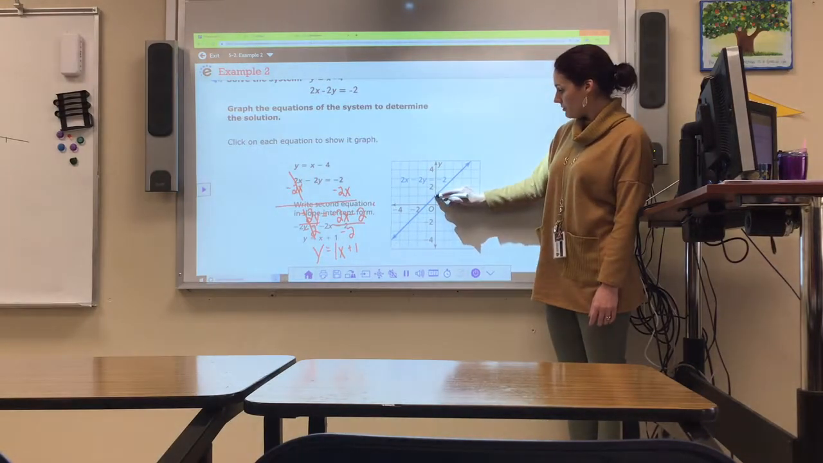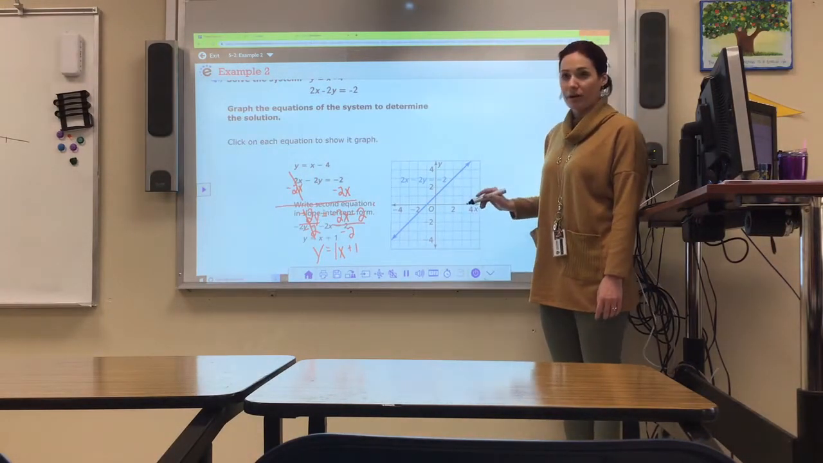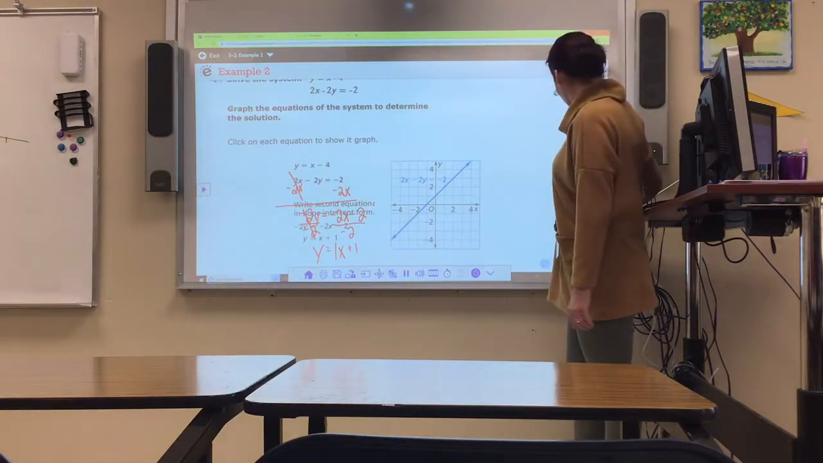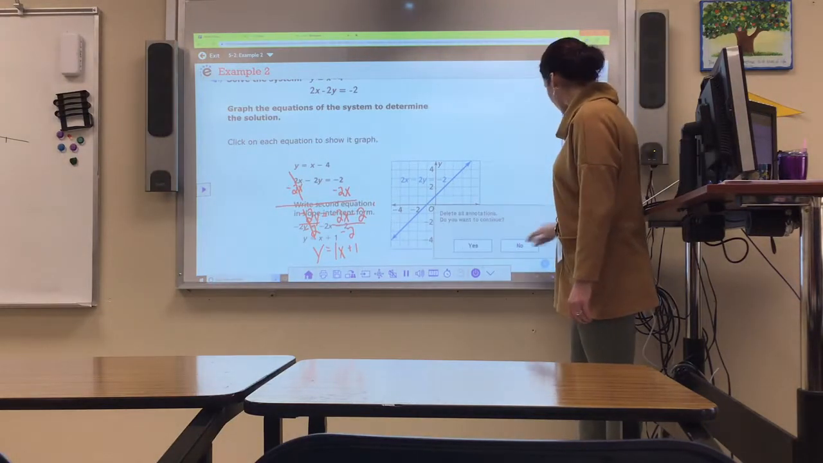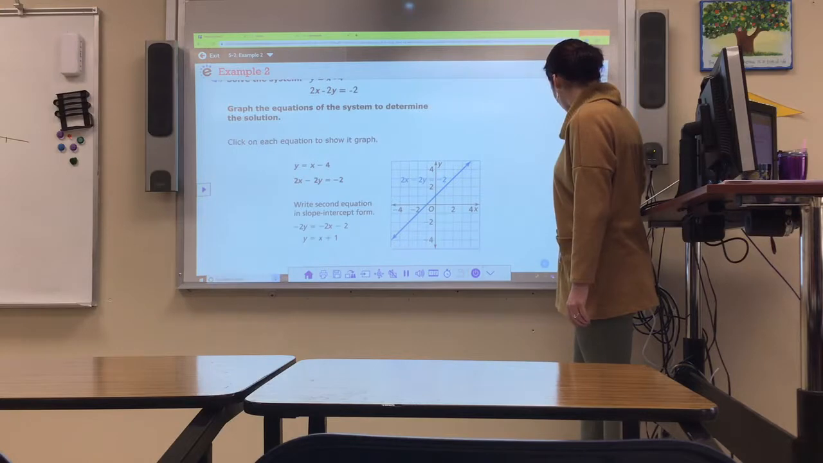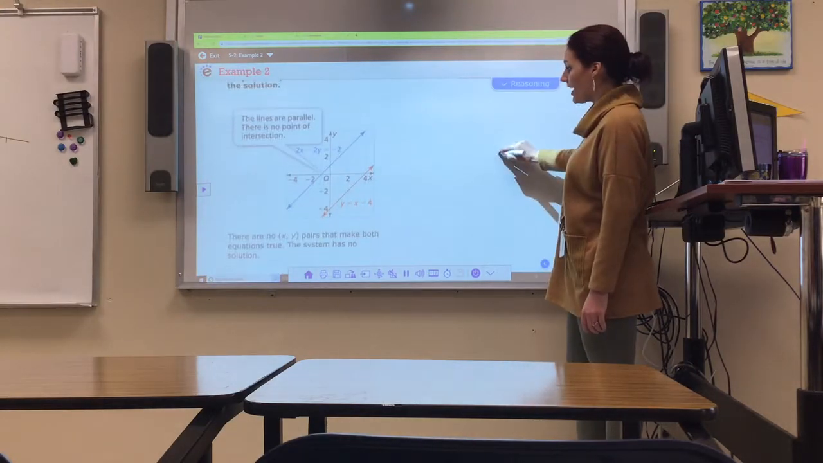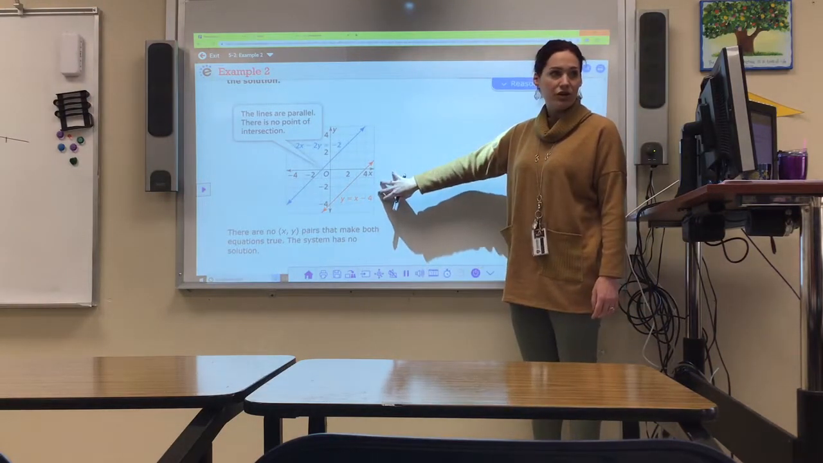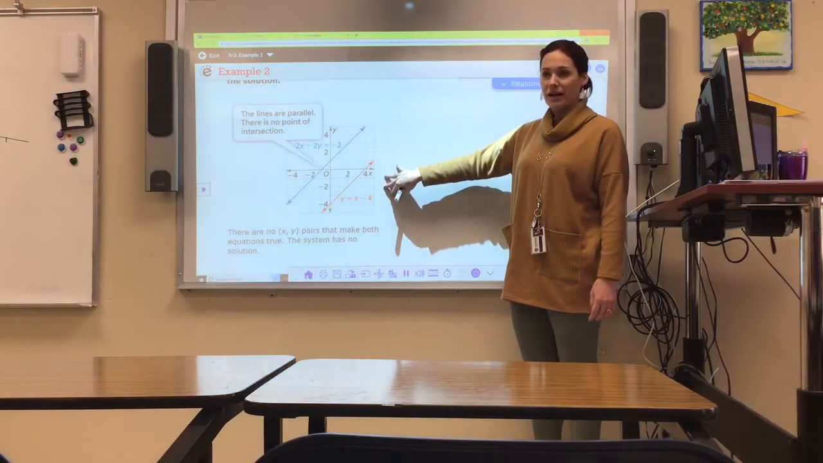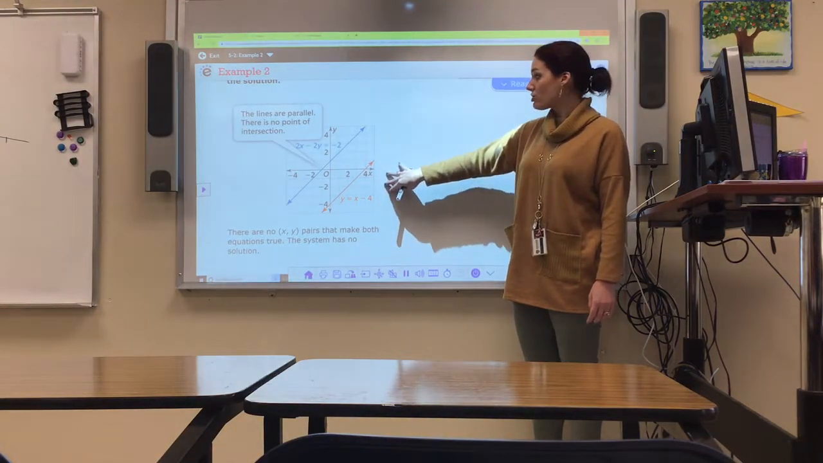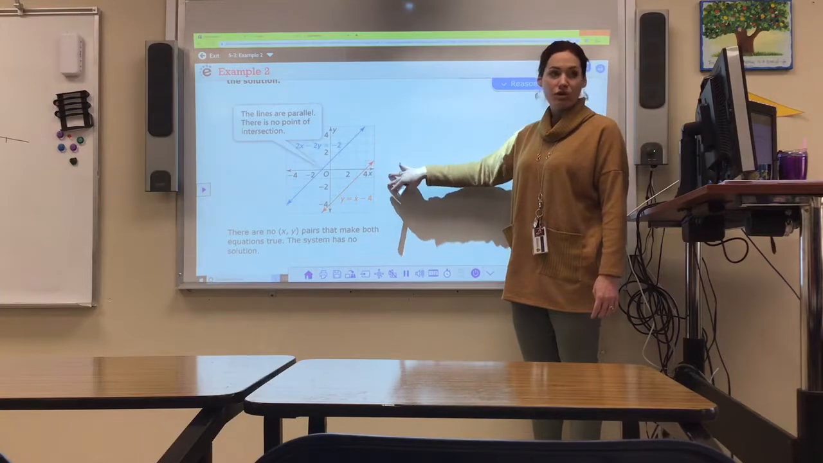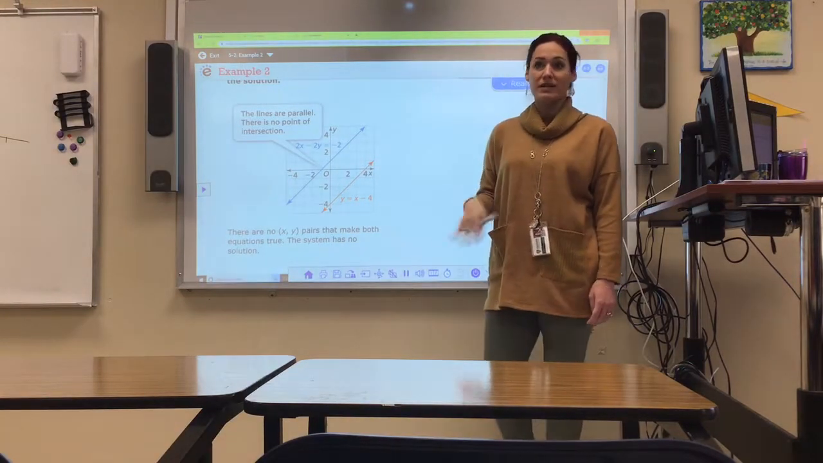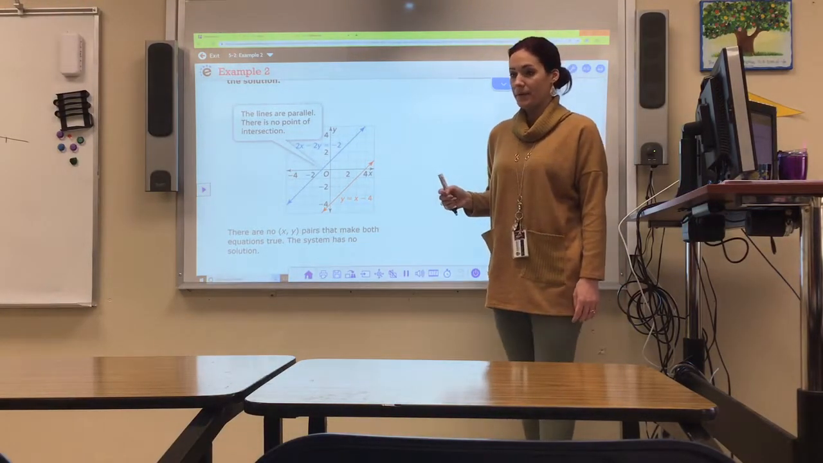So we've got 1, up 1 over 1, up 1 over 1, up 1 over 1. Basically, that's kind of weird. So if you look at these two together, which is what you see in your workbook, where do they intersect? Nowhere. They don't. So this is no solution. There's no intersection point, which means there is no solution to this.